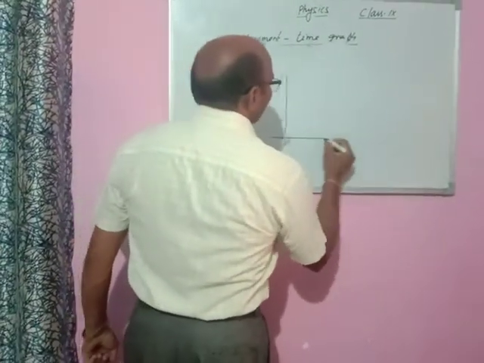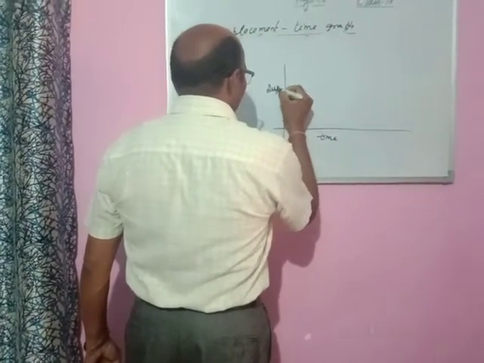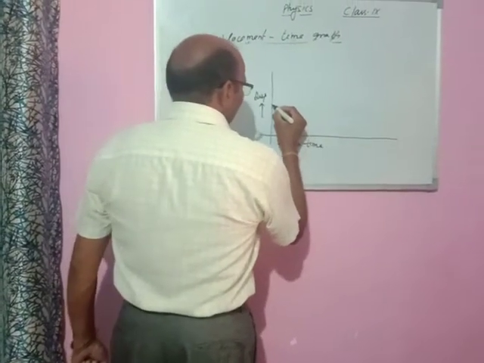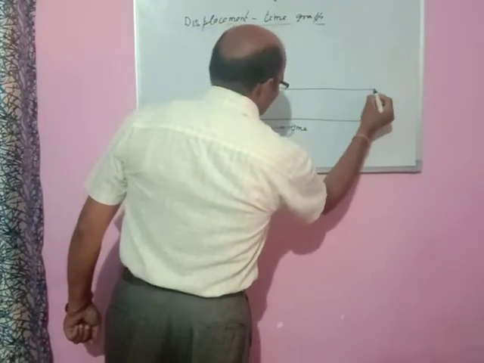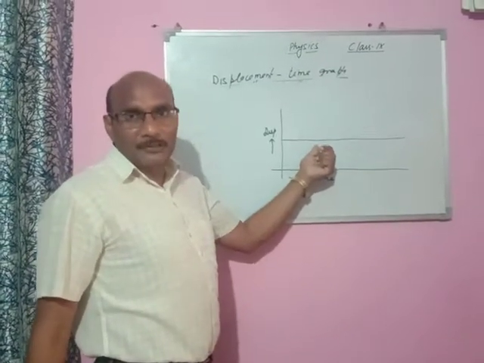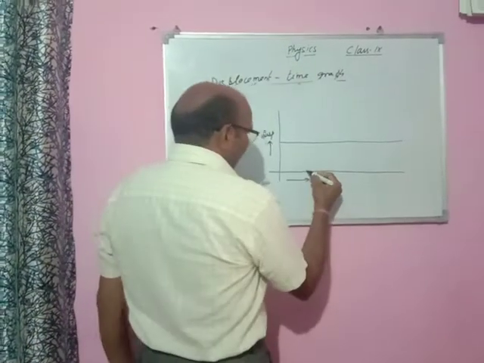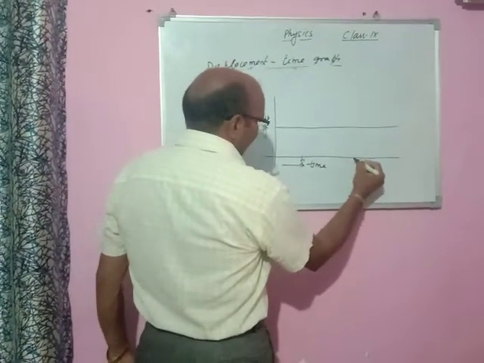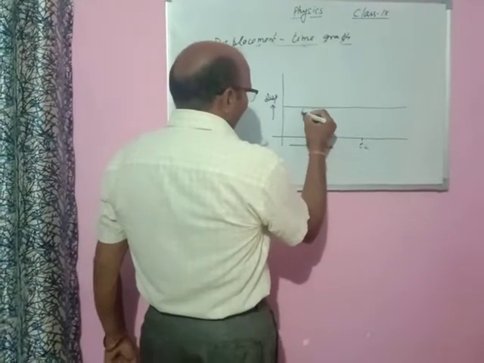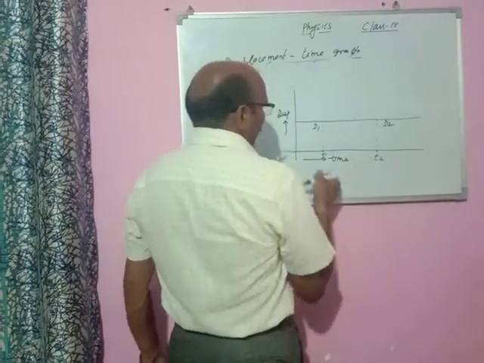Graph again between time and displacement. The graph is parallel to the x-axis. I had told you in advance that the object is stationary. Check whether the object is stationary or not. Let this be time t1 and this be time t2. At time t1 the displacement is d1, and at time t2 the displacement is d2, but there is no change between d2 and d1.